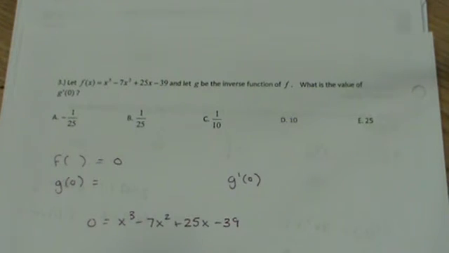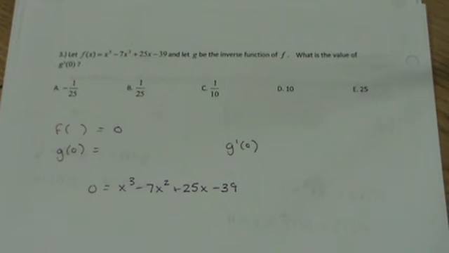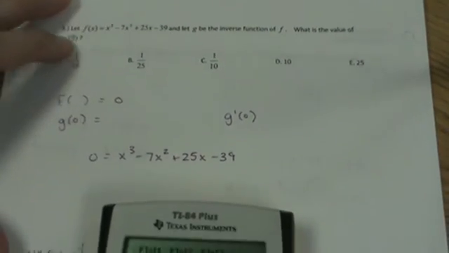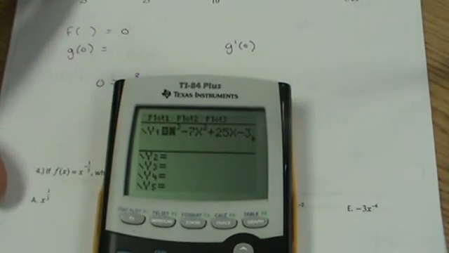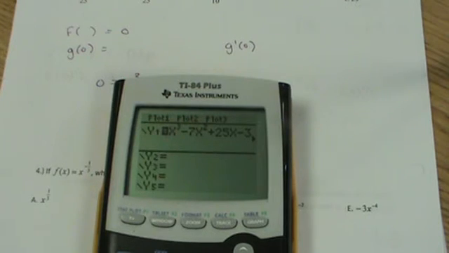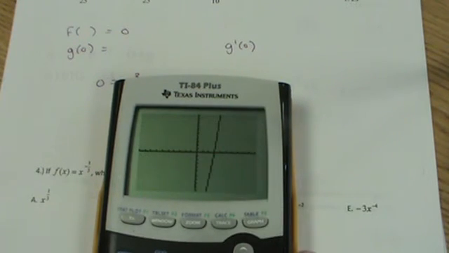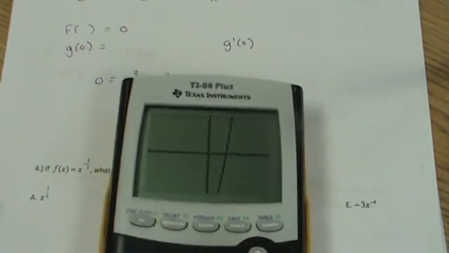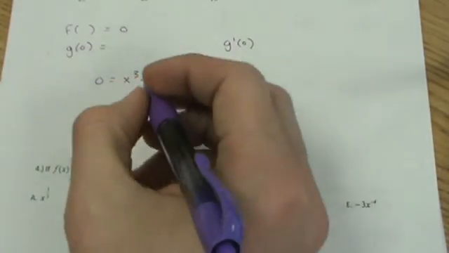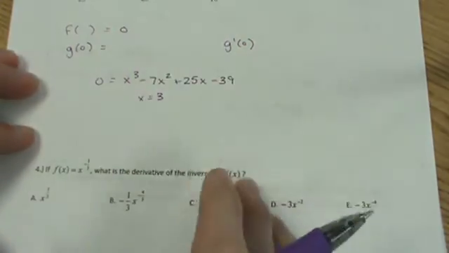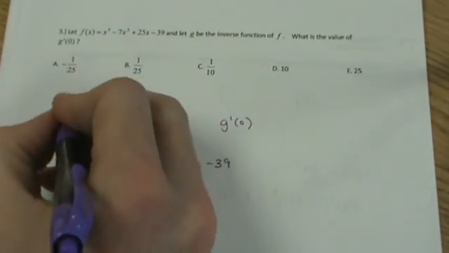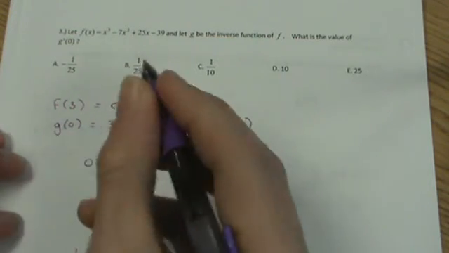Now this one can't be factored. The only option we have, we could do the rational root theorem, p over q, but this would probably be a calculator question. We're going to talk about the calculator tomorrow, but here is my equation. I'm going to put that right into y1. And if I graph this, I can see that it crosses the x-axis at 3, x equals 3, y equals 0. There it is right there. So x equals 3 for this one. That means g of 0 equals 3.